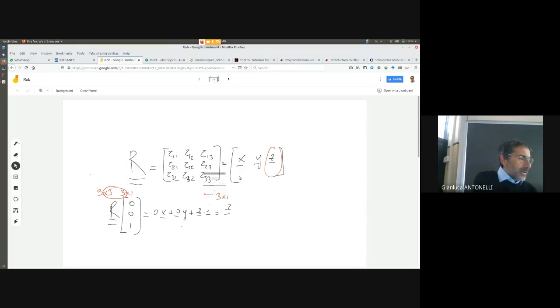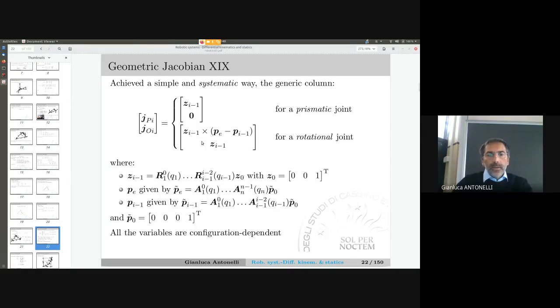So this is exactly what we have here. Look, 0, 0, 1, I know that is z0, so that's the reason why here there is 0, 0. And then R, the rotation matrix from 0 to i minus 1, is written in terms of composition of rotation matrices. But that's something that we have already seen earlier. The important aspect is that from the computing aspect, this is very easy. I need a function that computes a rotation matrix from i minus 1 to i, a function of joint i. I just build this multiplication, and then I have z i minus 1.